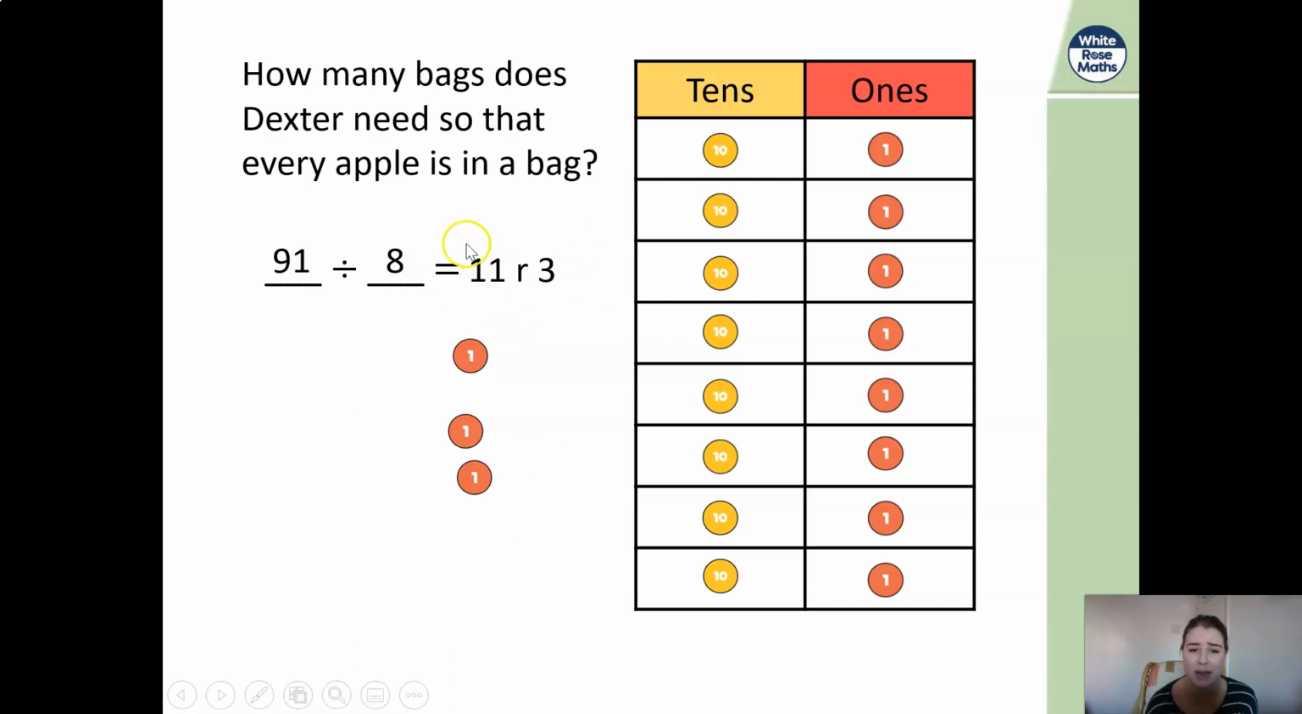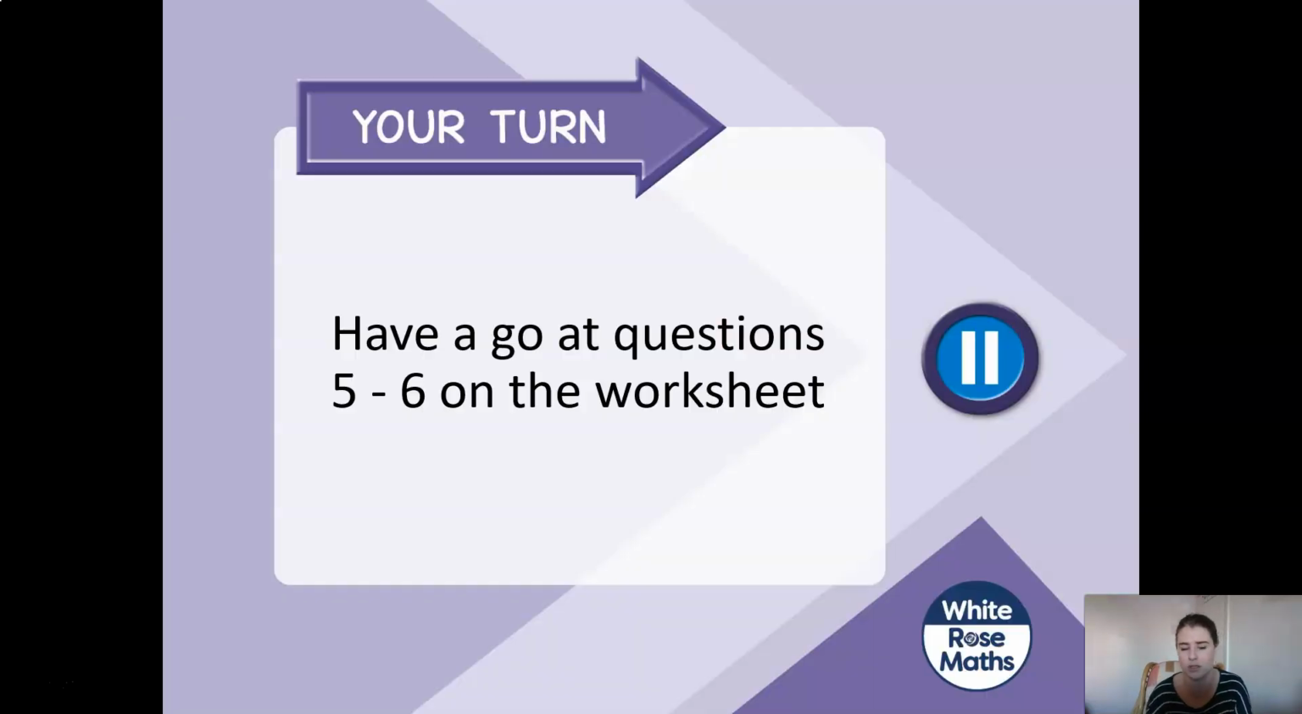So although I'm going to have 11 bags that are all going to have 8 apples in, I'm actually going to need an additional bag, okay? Because I can't ignore those 3 apples, because they also need a bag. So I'm going to have 11 full bags, but I'm going to have an extra bag that's only going to have 3 apples in. But altogether, that means I need 12 bags for all of those apples. So it's important to remember that those remainders will also need to go in a bag as well. So you're going to need to round that up to 1 extra bag. Okay, so keep an eye out for those ones in your questions.